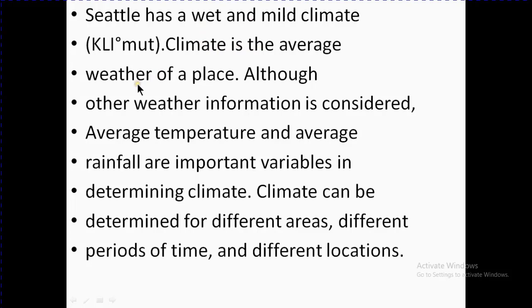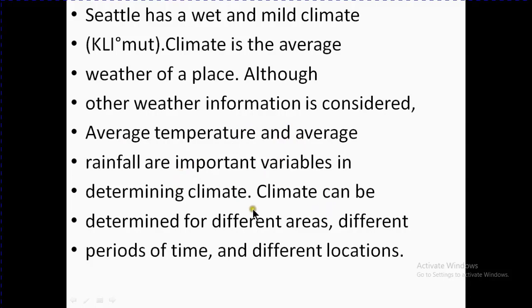Climate is the average weather of a place. You can say that it is an average weather. Although other weather information is considered, average temperature and average rainfall are important variables in determining climate. So if you want to know the climate, you should know the average temperature, not only for one day, maybe for weeks or months, and the average rainfall. You should know these two things, then you can know about their climate.